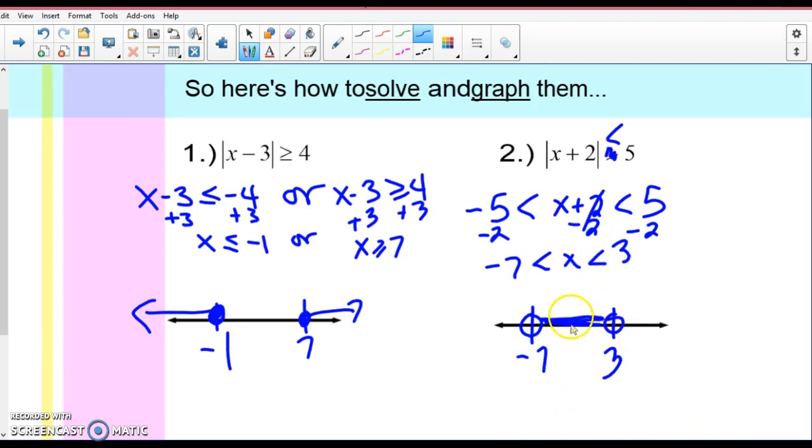Let's try one. Give me a number. How about 0? Isn't 0 between these? 0 plus 2 is 2. The absolute value of 2 is 2. That is less than 5. Any number in here will make that true. Any number on the outside of that, it will not be true. Let's try 10. 10 plus 2 is 12. The absolute value of 12 is 12. 12 is not less than 5. So it would not be a solution.